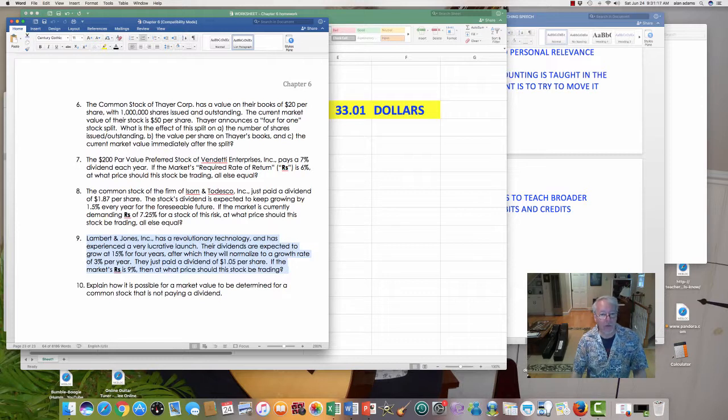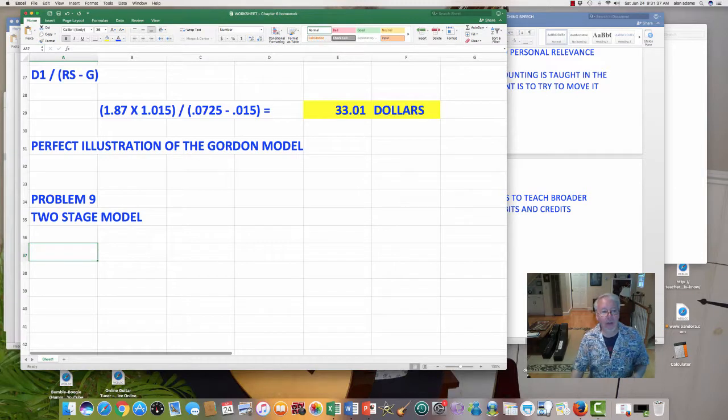All right, revolutionary technology, lucrative launch. That means a lot of cash early, but they can't keep that dividend growth up for long, so there'll be a supernormal period lasting a finite amount of time. After that, they'll normalize to a growth rate of 3% per year. They paid you a dividend of $1.05, and you need to know R sub S. There it is, friends. Those are the 5 factors you need to know. Let's write them down. Okay?